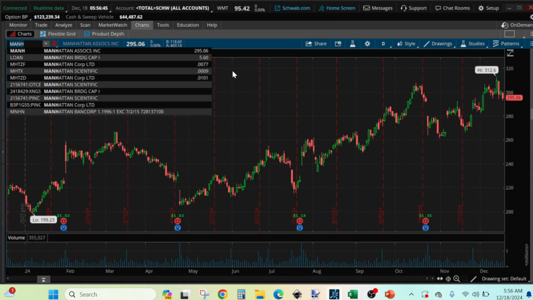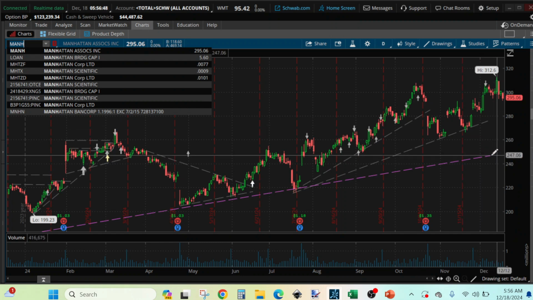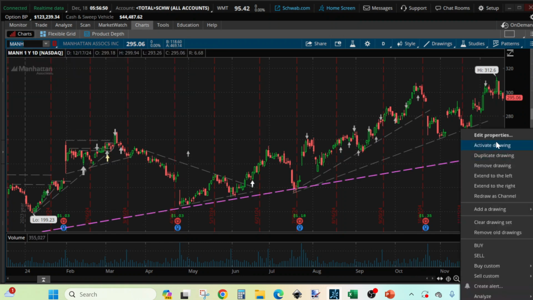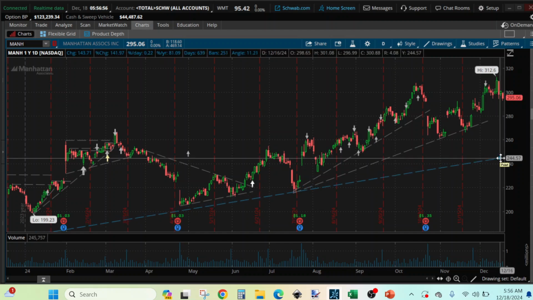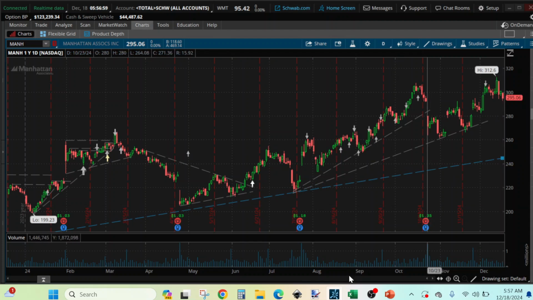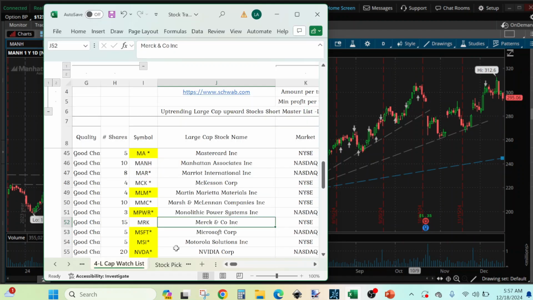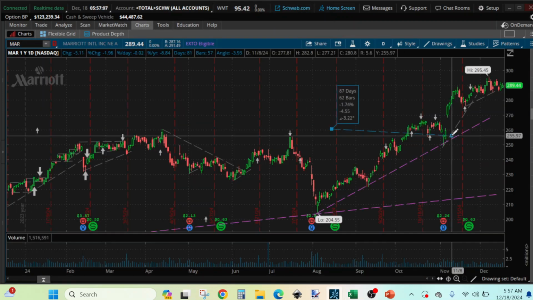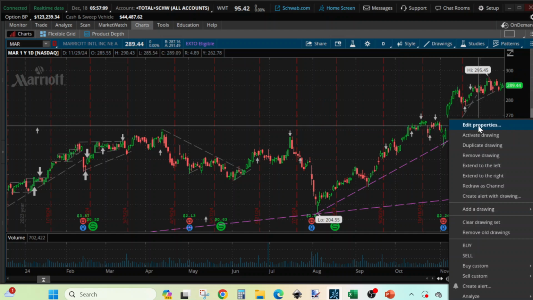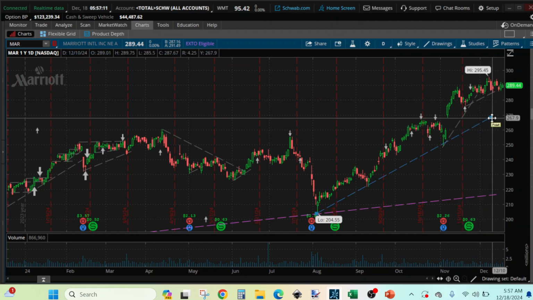MANH. So that we like to buy it on this line, and right now it's a little bit higher than that. We do not want to touch the line with the trend line, it will bounce back. So MAR, let's trace some lines here.